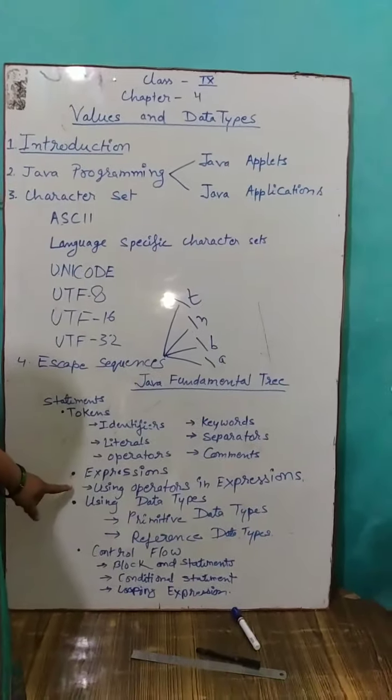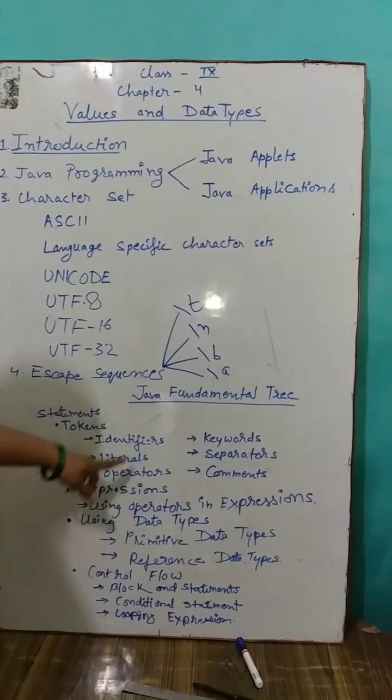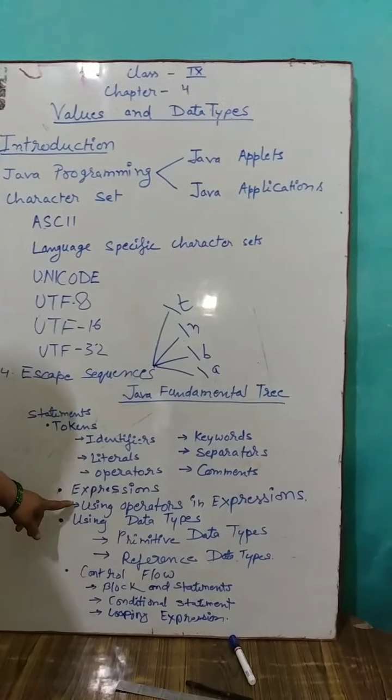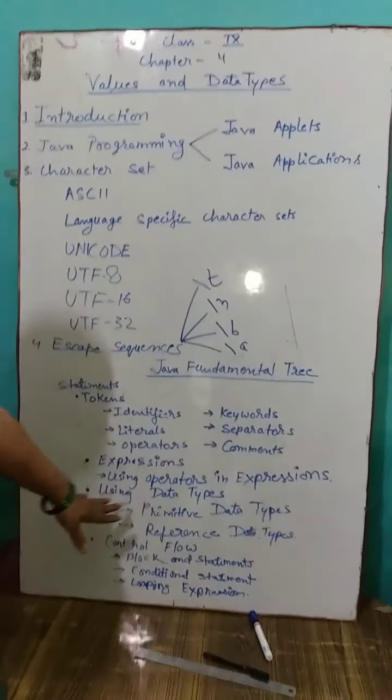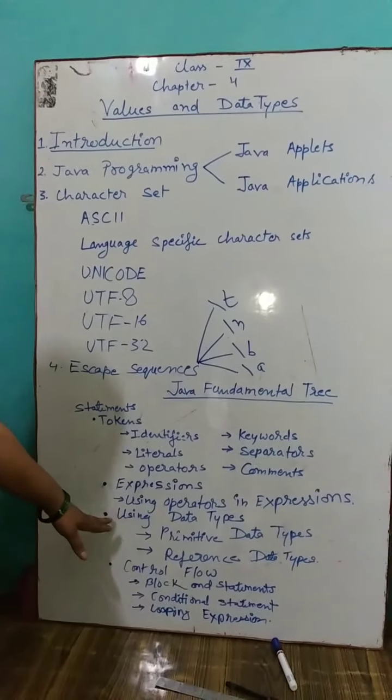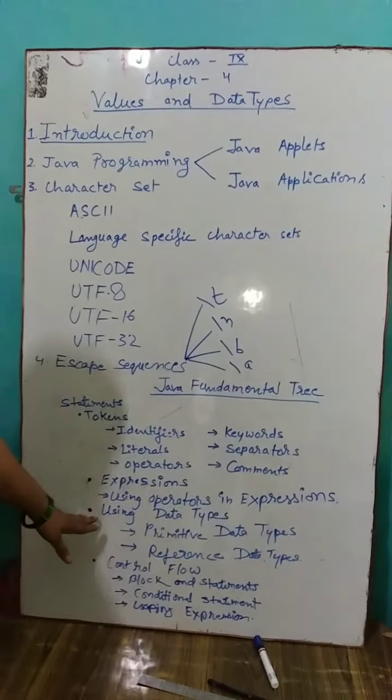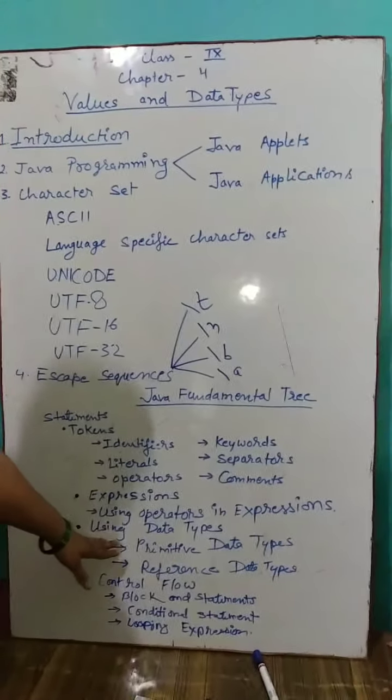Okay. Next topic is expressions. Using operators in expressions. Then the next topic is using data types. Data type is of two types: primary data type and secondary data type. Primary data type is also known as primitive data type. Secondary data type is also known as reference data type. Clear?